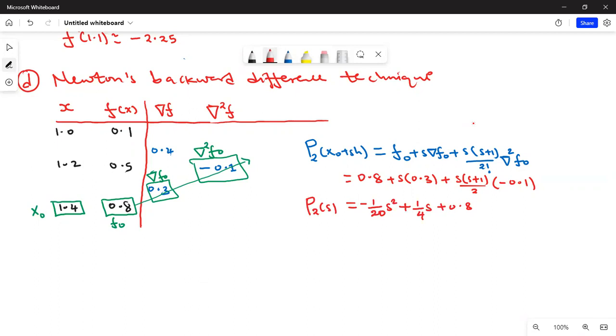So this is a function of s, so this is P2 of s. Let's get the derivatives. P2 prime of s is equal to negative 1 over 10 s plus 1 over 4. And our P2 double prime of s, that's the same as negative 1 over 10.